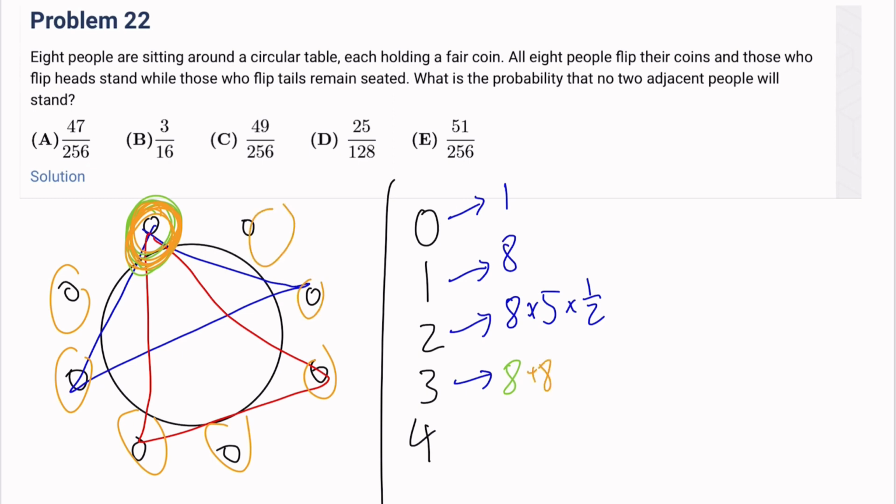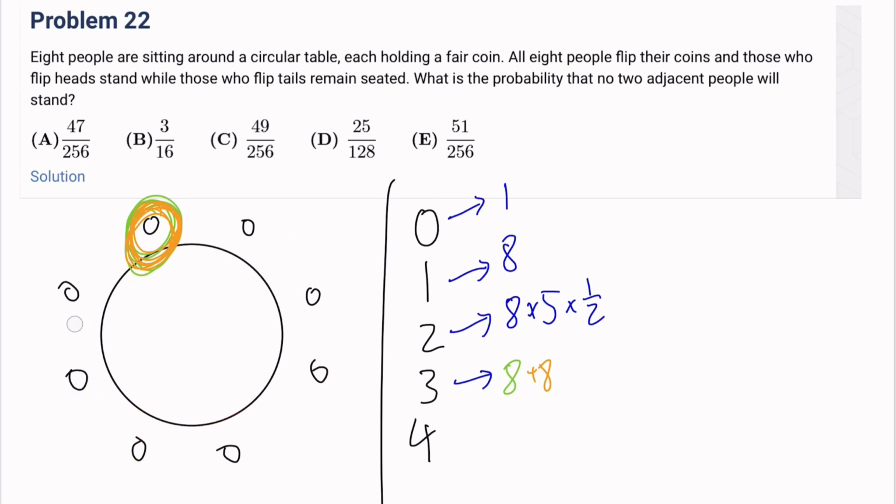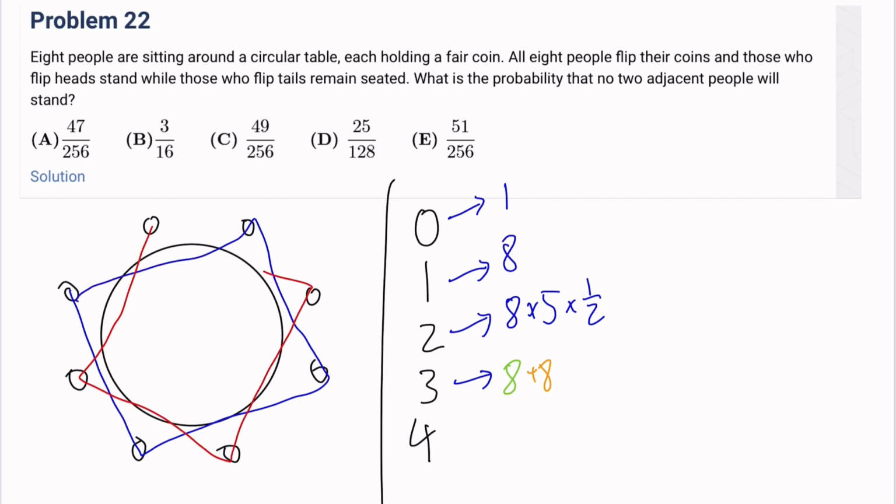So that's 8 plus 8, right? And now, moving on to what if there's 4 people who stand? So 4 is the maximum number of people that can stand, right? And so there is just 2 ways to do it. These 4 can stand, or these 4 can stand. So that's the only 2 ways to do it. So that's also easy too.